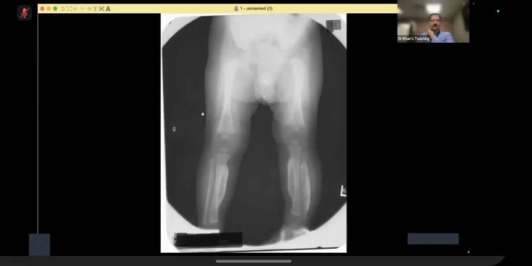Anything else? Can I see the lateral view if it's available, or the ribs? That is not available. What is your differential just on the basis of this X-ray? So infantile cortical hyperostosis, Caffey disease, and prostaglandin E administration, and primary pachydermoperiostosis. Okay, thank you.